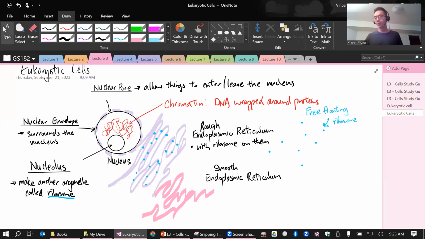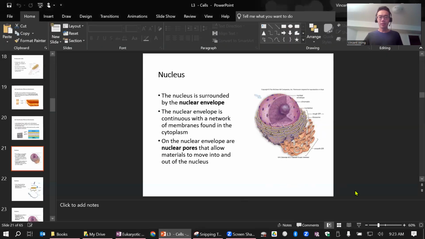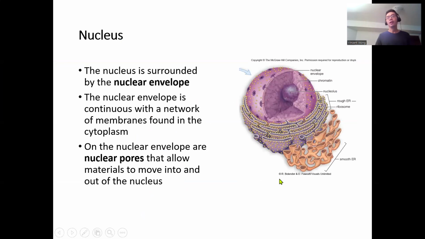I hope you guys are really with me. All right, so this is the professional drawing. You can see the nucleus here. There is the thing in the middle, the nucleolus. If you look closely, you can see the chromatin, which is just DNA wrapped around proteins. You have the nuclear envelope, and on the envelope you can see all these nuclear pores.